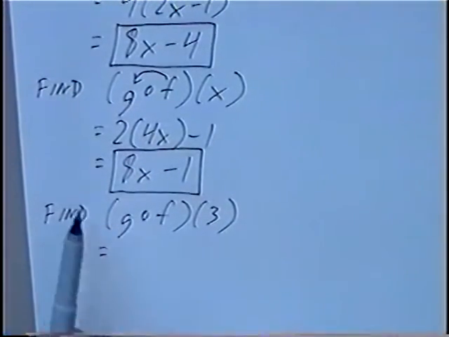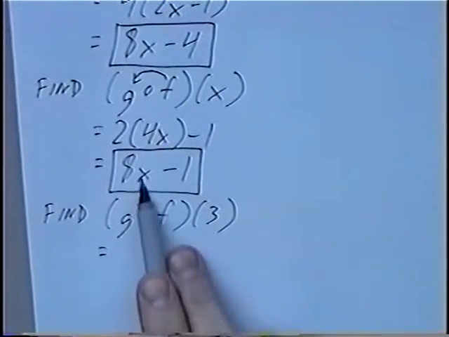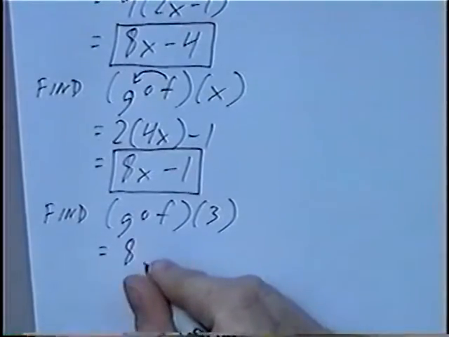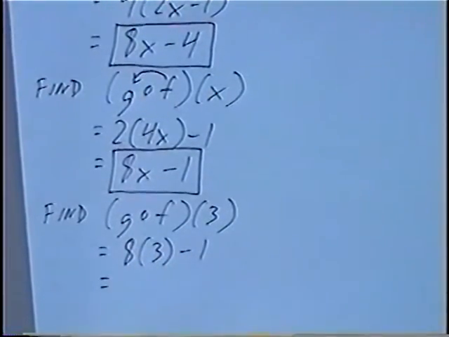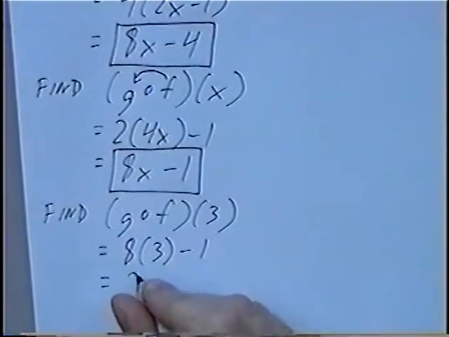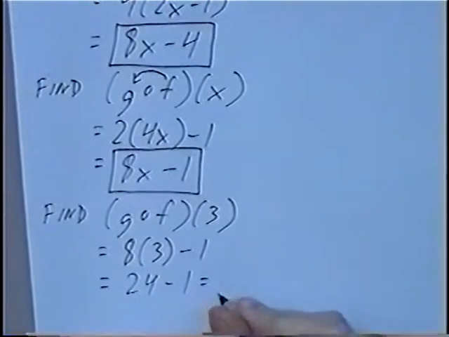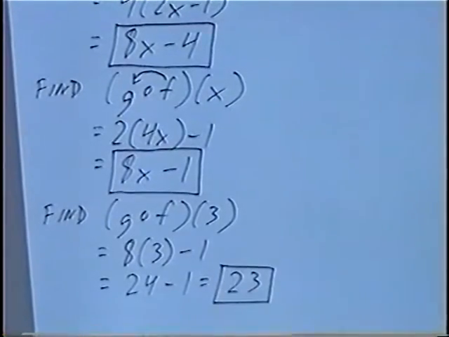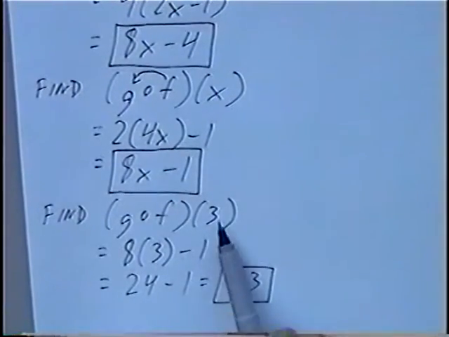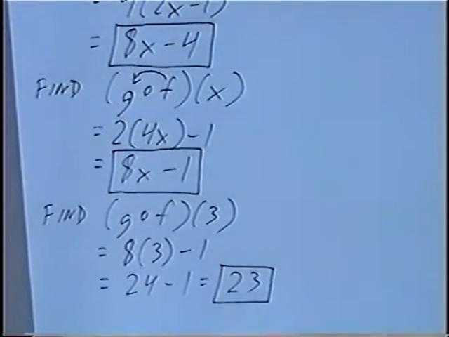So taking the previous function, which again is the same as g composition f, we'll plug a 3 in for the x, which will be 8 times 3 minus 1. And we'll have 8 times 3, which is 24, minus 1 gives the answer of 23. So g composition f of 3, the value is 23.